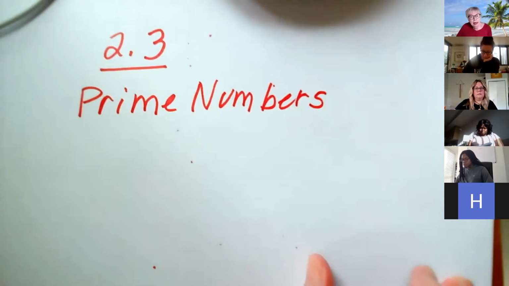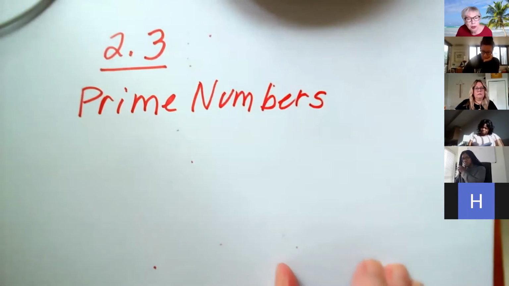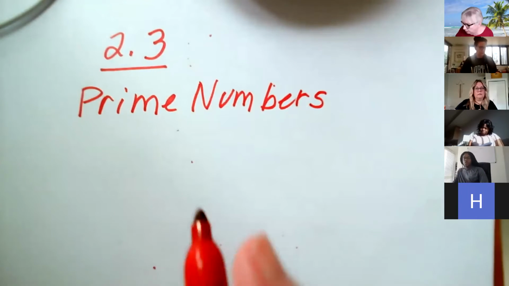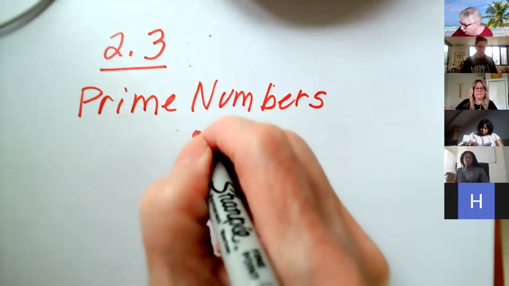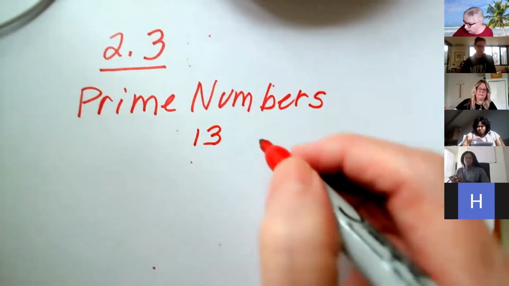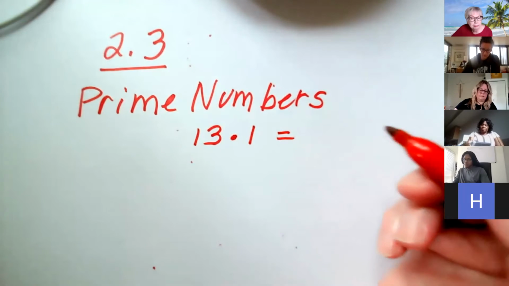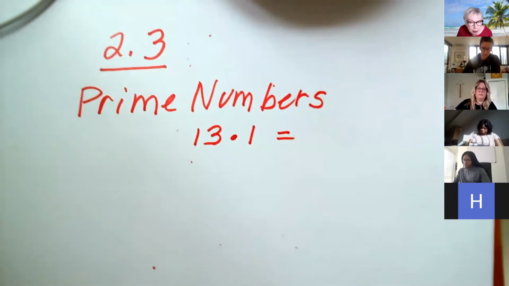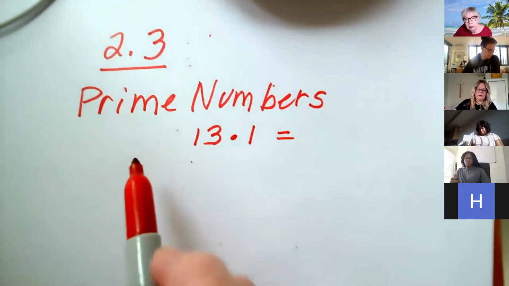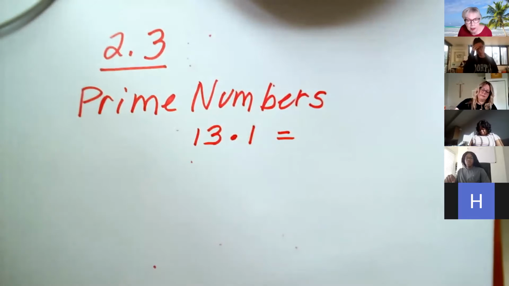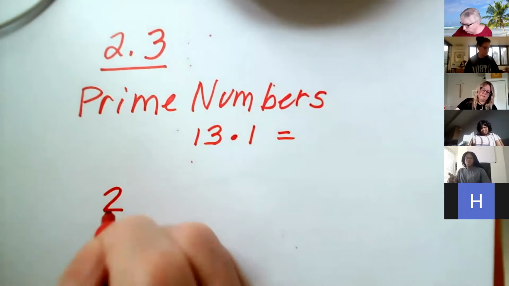are numbers that you can only multiply one way. So a perfect example of a prime number is 13. The only way to multiply to get 13 is 13 times 1. There's no other way to do it. 13 times 1, that's it. And there are a whole bunch of numbers that are considered prime, and they're important because they're the building blocks of everything else. So the lowest prime is 2.